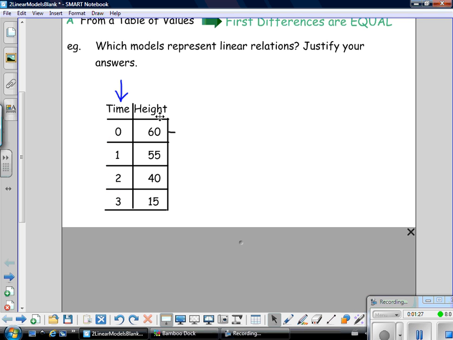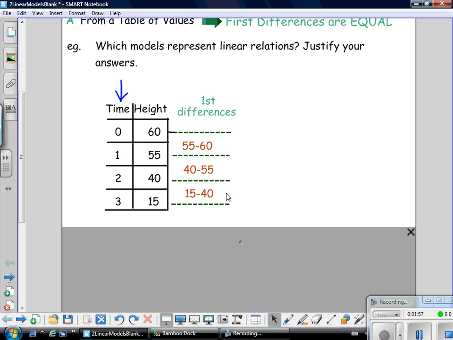Often we are given a table of values and we have to add to it. So I'm going to start another column and call it first differences. I'm creating another set of lines in my column over here. For first differences, remember we start at the bottom, so 15, and we take away 40. Then we do 40 take away 55, and 55 take away 60.